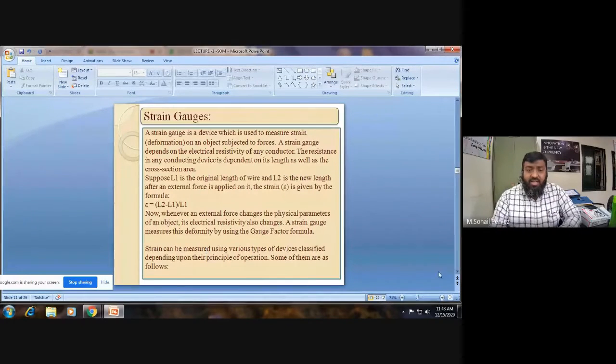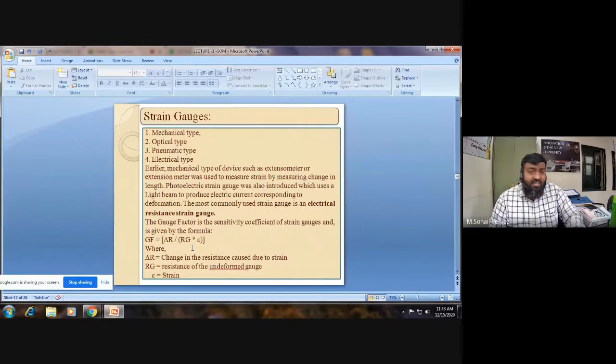So that's why, again, strain is (L2 minus L1) upon L1. This is how strain can be measured using various types of devices. These are the devices: mechanical devices, optical devices, pneumatic devices, and electrical type.